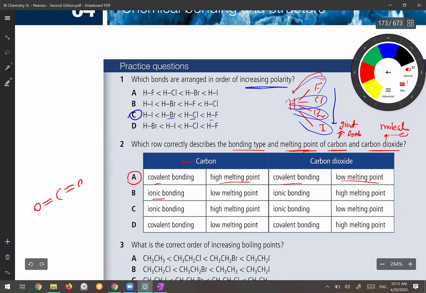So here it's comparing two types of material, giant covalent structure with molecular material. You know the giant covalent structure has a much higher melting point than the molecular material because between their base unit, which is the atom, you have strong covalent bonds. But for molecular compounds like carbon dioxide, between the base unit, which is the molecule, you have weak intermolecular attraction. So the answer would be A.